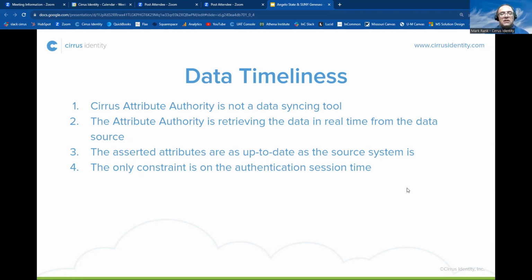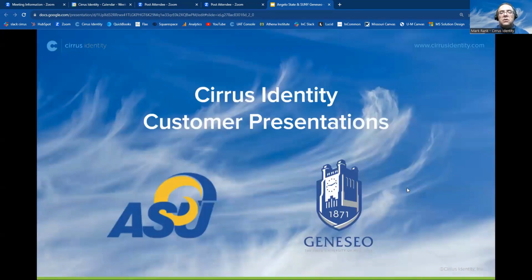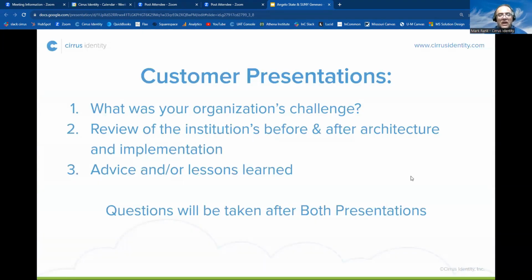And with that, I think that concludes the intro material. I'm now going to pass it on to 2 of our customers. The first is Angelo State University. So both Jason and Riley will talk about their implementation. And then after that, SUNY Geneseo and Jack and David will present their implementations. Both of the implementations have generally the same pattern with slight differences, and we'll call those out as we go.